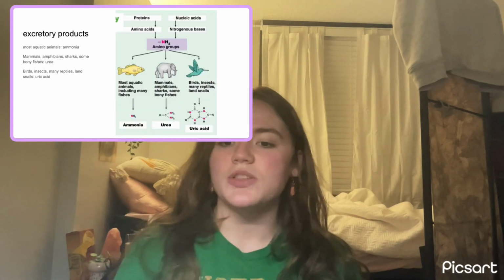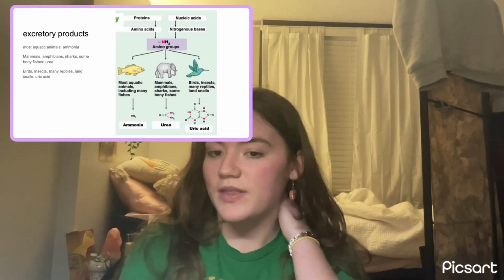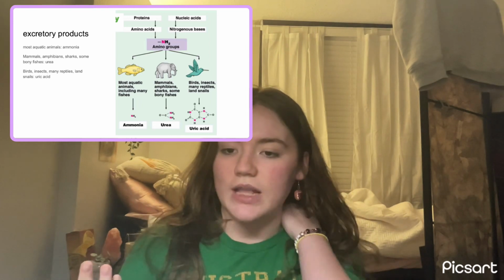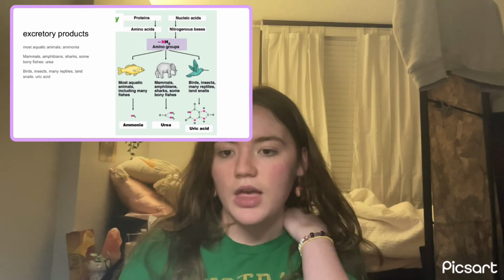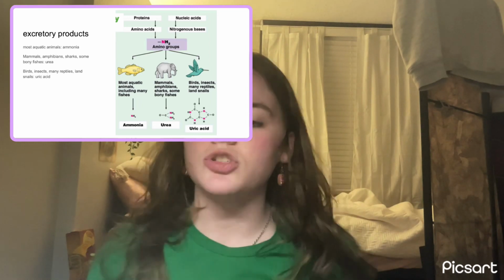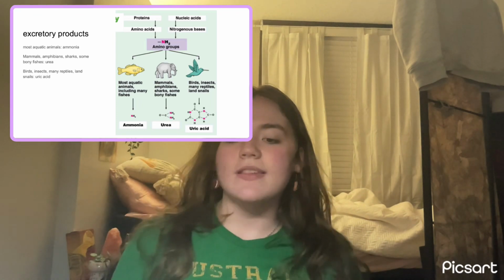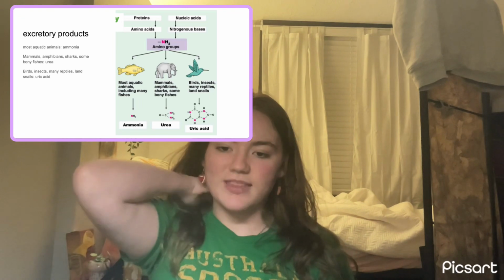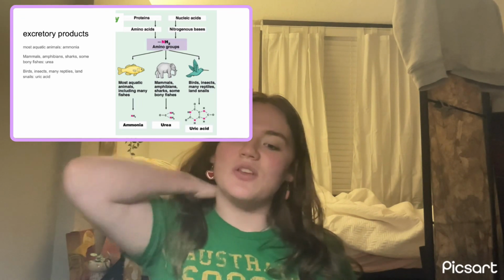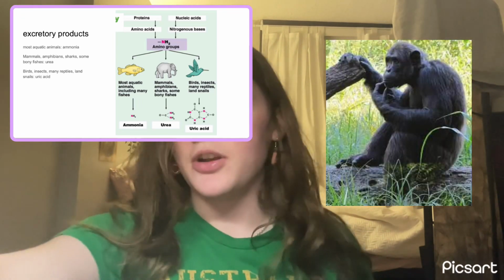Another character used for classification is excretory products, which is how an organism removes waste from its systems. Most aquatic animals, like fish, produce ammonia. Mammals, amphibians, sharks, and some bony fishes produce urea, and birds, insects, many reptiles, and land snails produce uric acid. Chimpanzees, as mammals, produce urea.